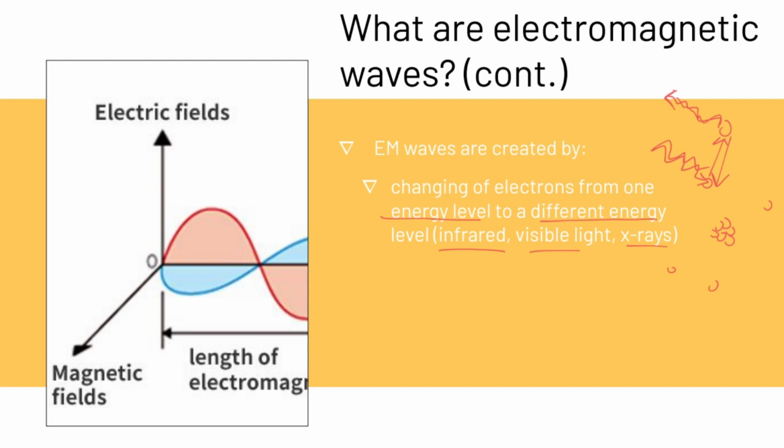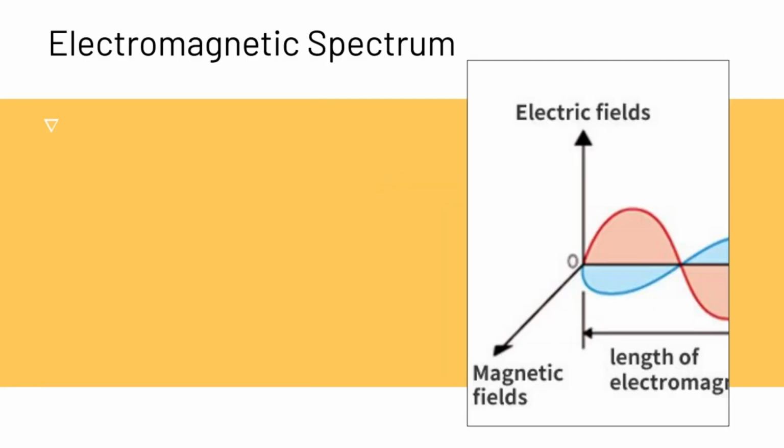There is one other way that EM waves are emitted, and that is from radioactive decay or from nuclear fusion. Those create gamma rays. So the most high-powered EM waves, with the shortest wavelength, highest frequency, and highest energy, are gamma rays, and they're created from radioactive decay and nuclear fusion.